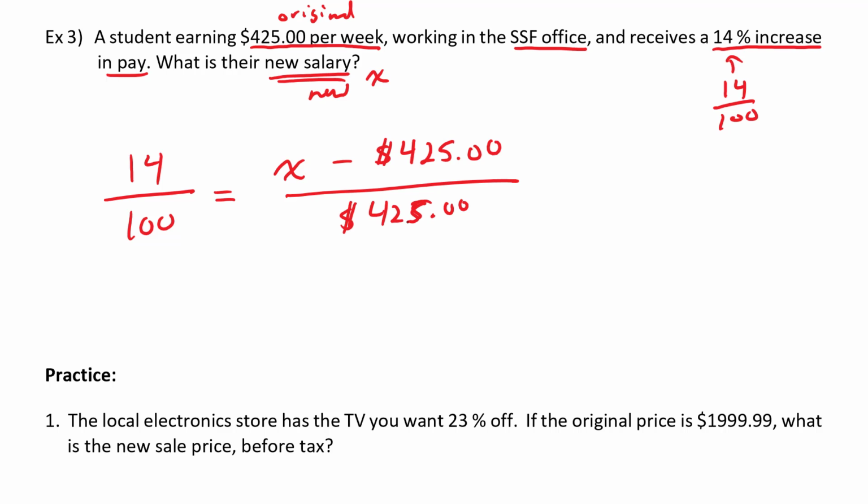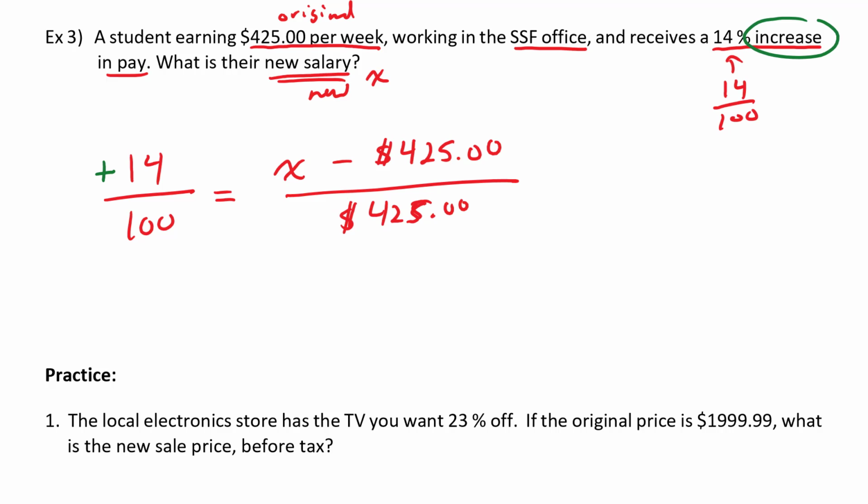The denominator is always the starting point. Now you can see we have to rearrange. Please note, it increased. As a result, that is a positive number, as opposed to a negative number. Now let's rearrange and solve for x.